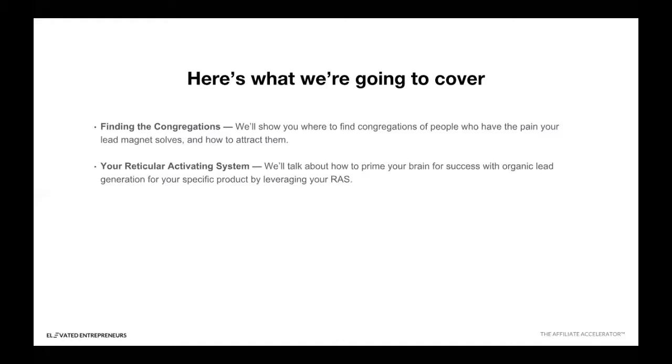We're going to go over your reticular activating system, and we're going to talk about how to prime your brain for success with organic lead gen based off of really leveraging your RAS, your reticular activating system, which is a very small part of your brain that is responsible for a very, very important task. And we'll talk about that.